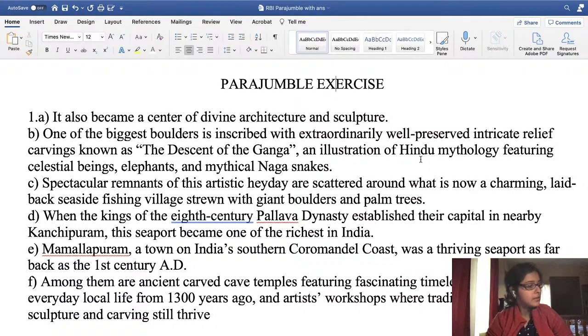Yes. Now again, let's follow the same technique. There is one sentence which tells you that Mamallapuram had different types of architecture and sculpture, and it became a center of this art. It became a famous place for architecture and sculptures. Which sentence does that? Yes, Sahil. Very good.